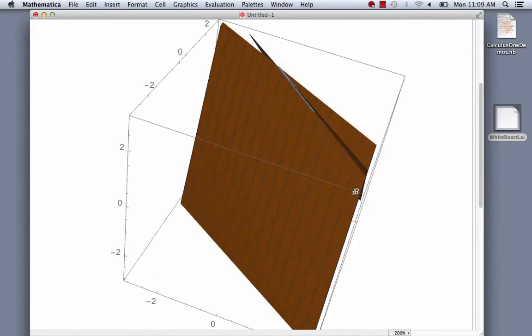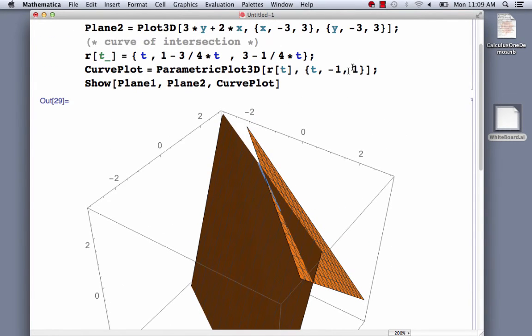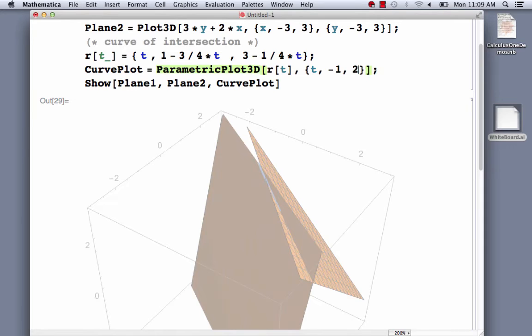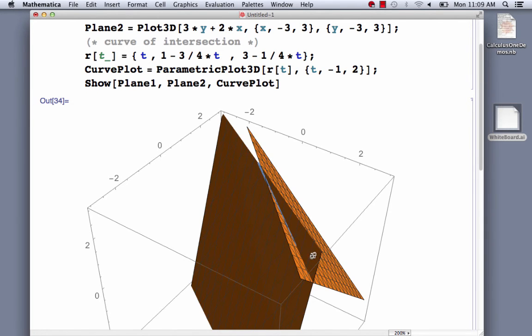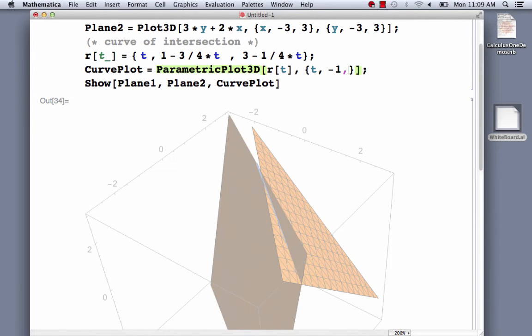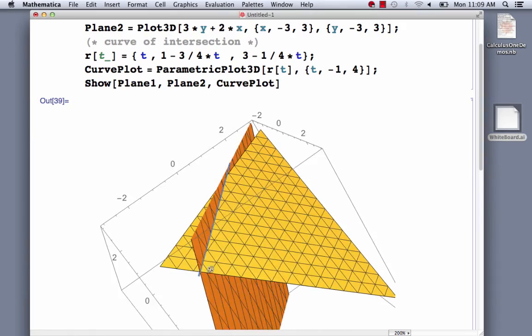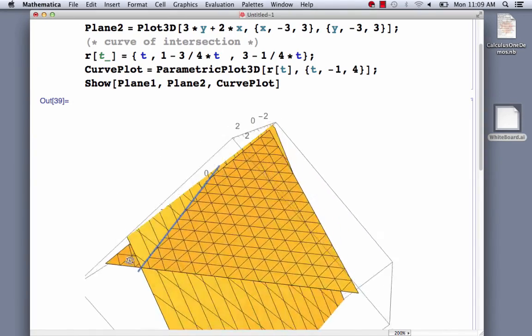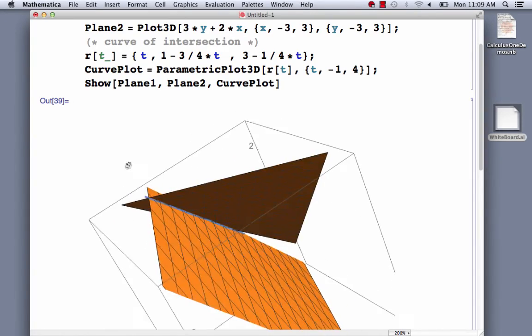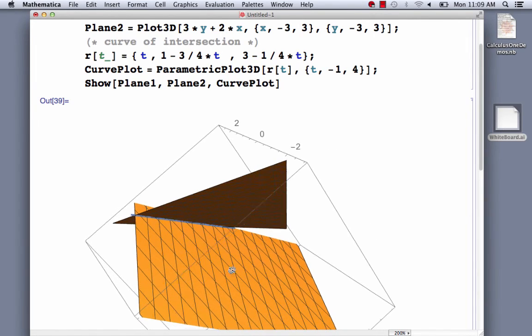Notice that it's only a little line, only a segment of it. If I increase the plot range for t to, say, 2, notice that we get more of the blue curve to show up. And let's go to 4. And there is your curve of intersection, that blue line. It does lie on the intersection of those two planes, so I feel pretty comfortable that I've done all my algebra correctly.